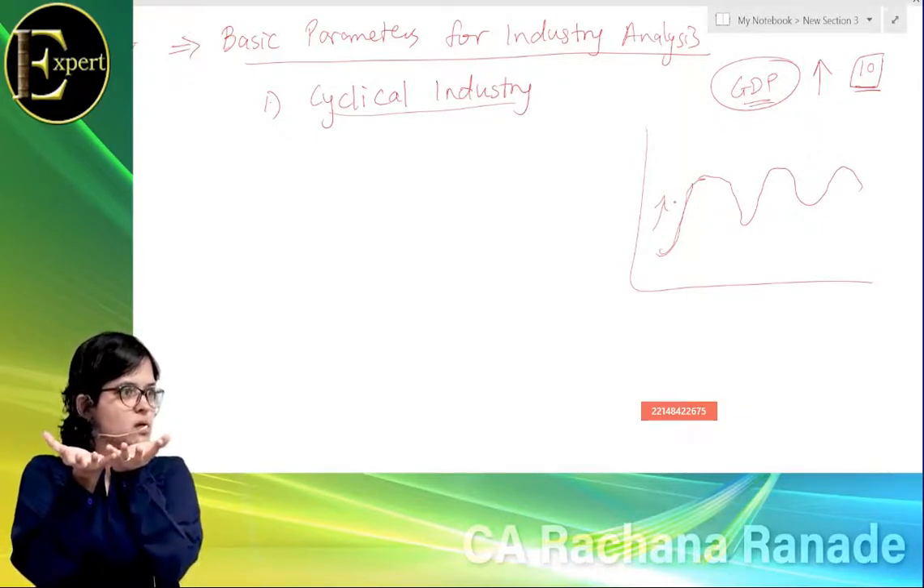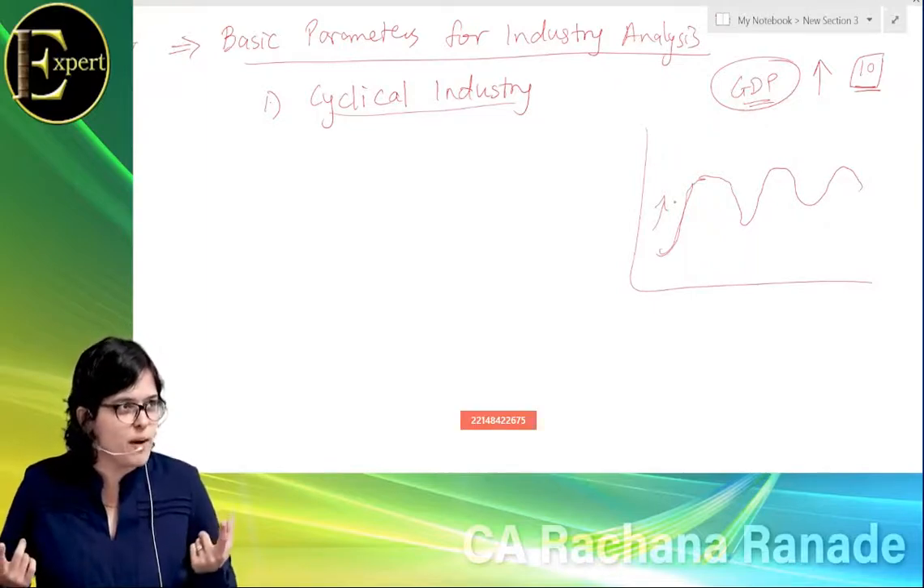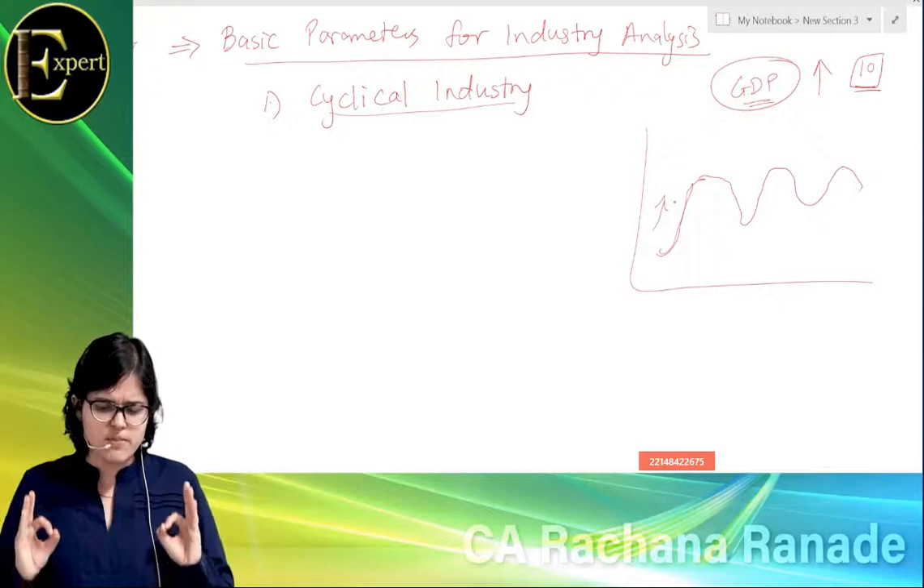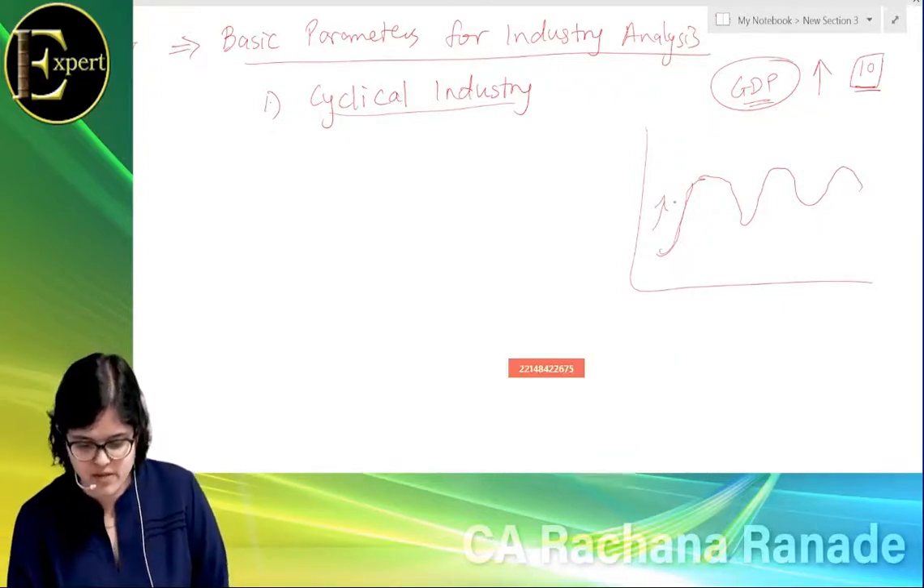So overall it's a good scenario. People have filled up their pockets with money. They have spending power. Correct. So typically which companies do well? Cyclical industry, best example is automobile sector.